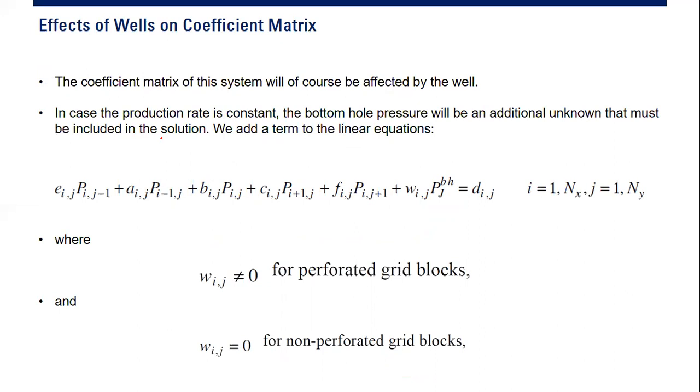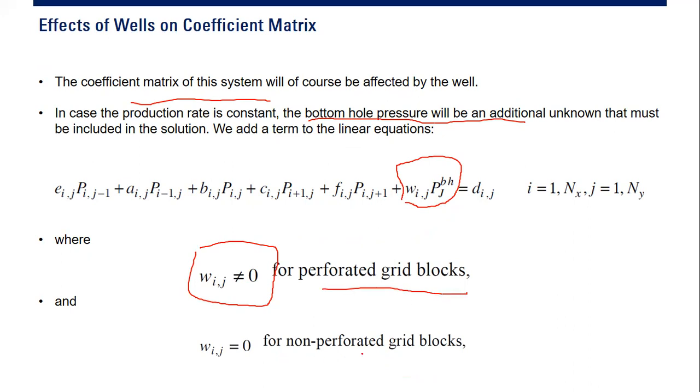In case the production rate is constant, the bottom hole pressure will be an additional unknown that must be included in the solution. We add a term to the linear equations. Here, this is our new term because we place a well there, assuming single phase flow and constant production rate. Now the bottom hole pressure will be unknown. And we need to know that Wij is not zero for perforated grid blocks, but for non-perforated grid blocks, Wij equals zero.